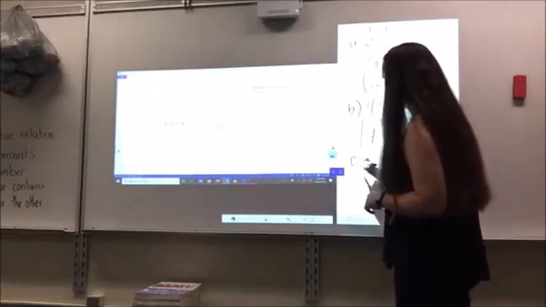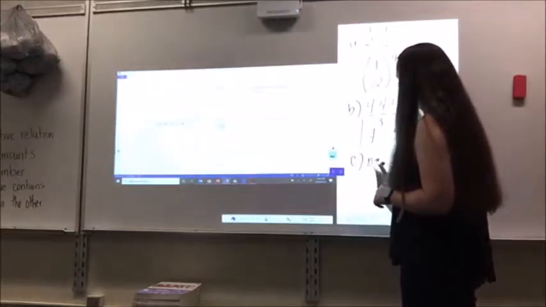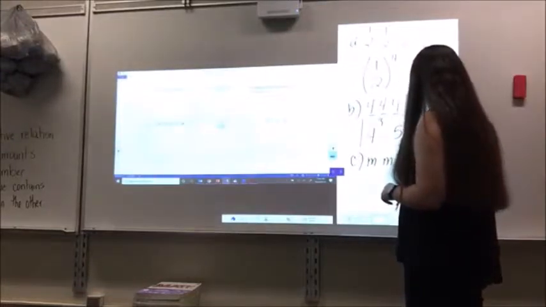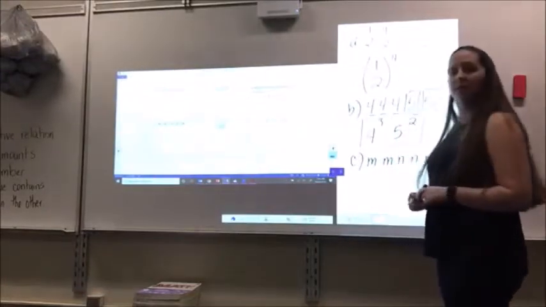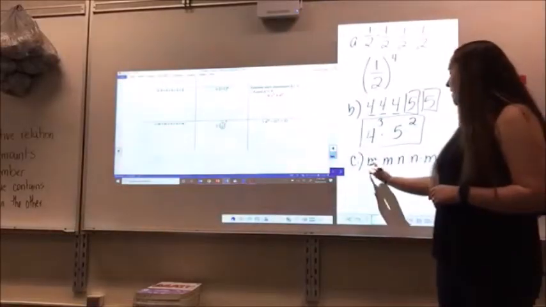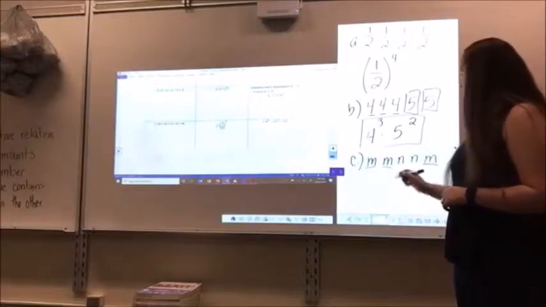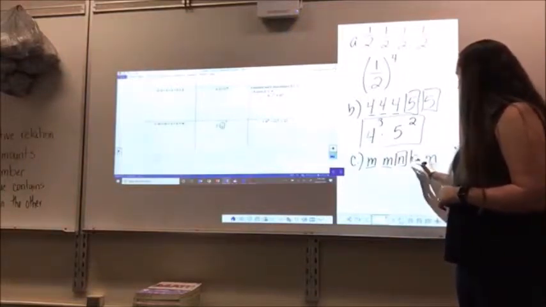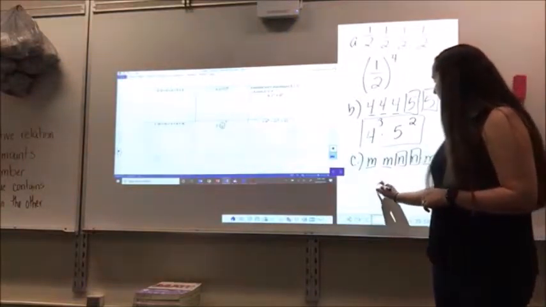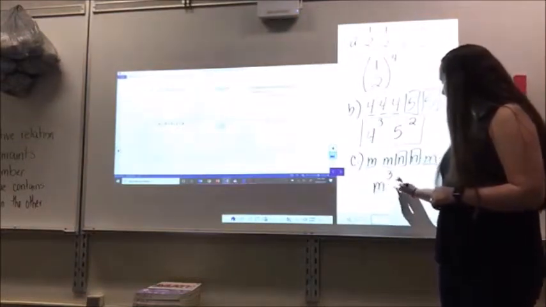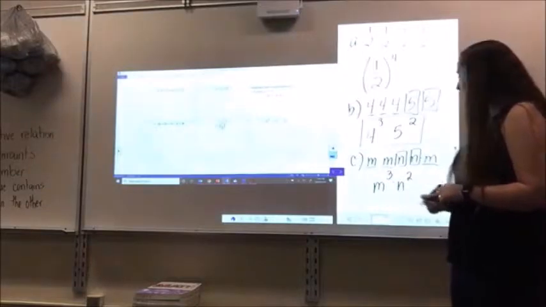And the last one in this column is C. It's M times M times N times N times M. So I have 1, 2, 3 M's and 1, 2 N's. So my final answer will be M cubed times N squared.